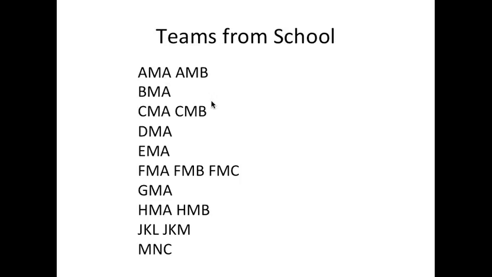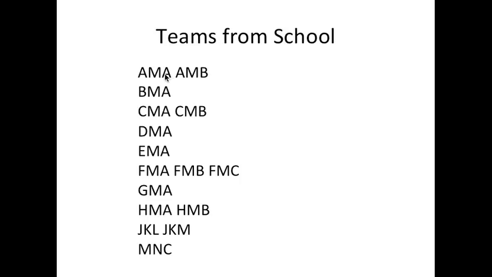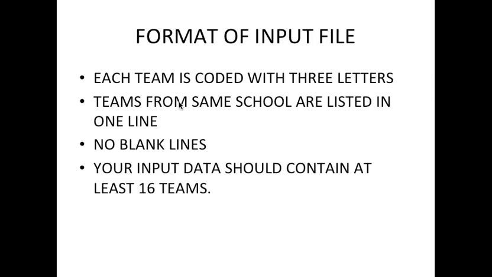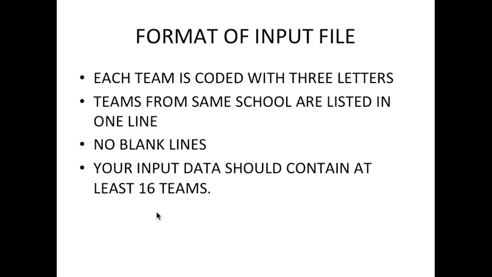and there are about 16 schools teams from here. As I said, the format of this input file is each team is coded with 3 letters. AMA is a team, AMB is a team. Teams that are in one same line are from the same school. Teams from same school are listed in one line. There are no blank lines. And your input data should contain at least 16 teams. Just to have a good testing of your software, have it either 16 or 32. That is the format of the input.